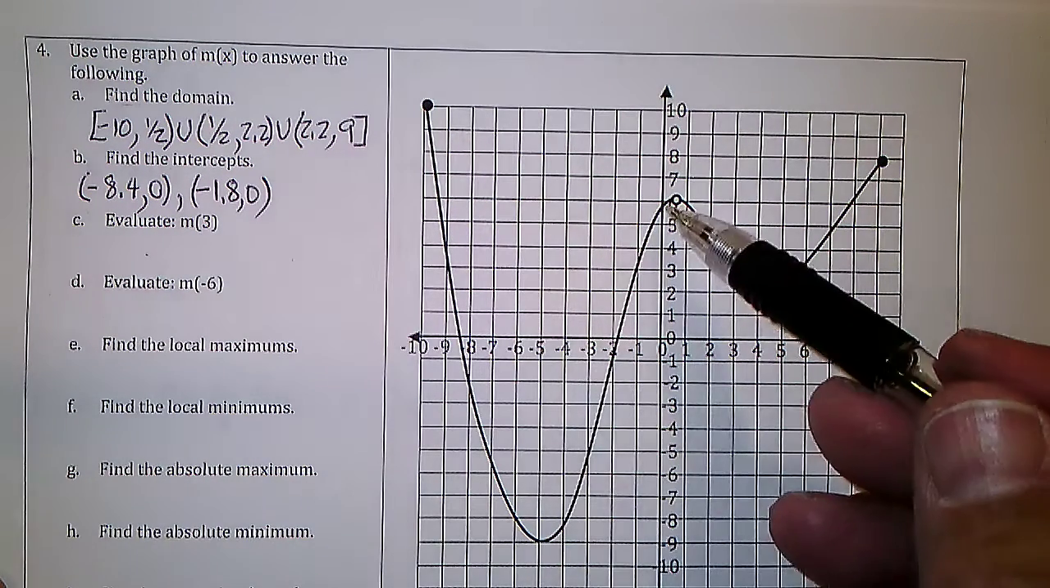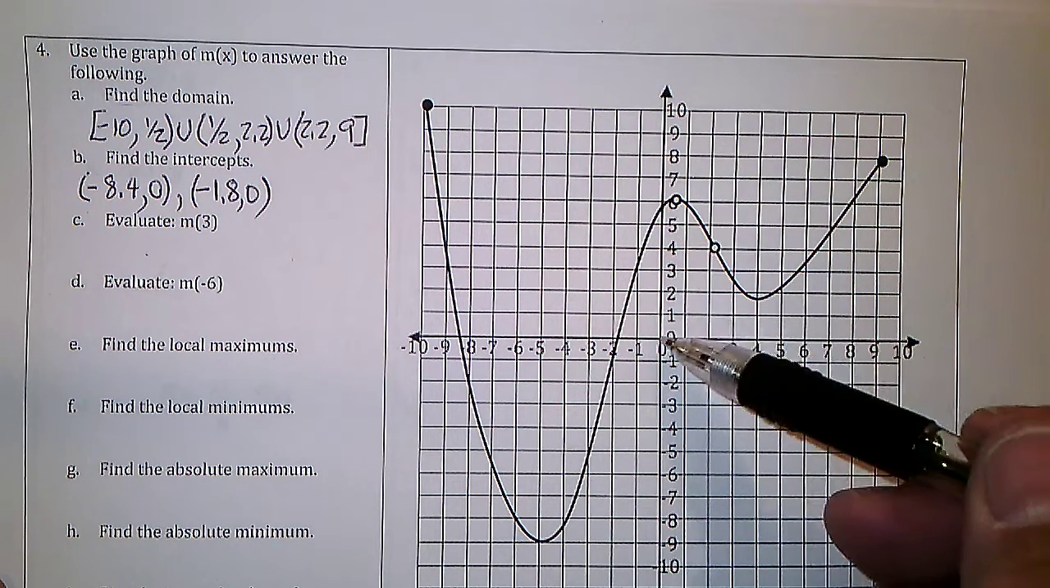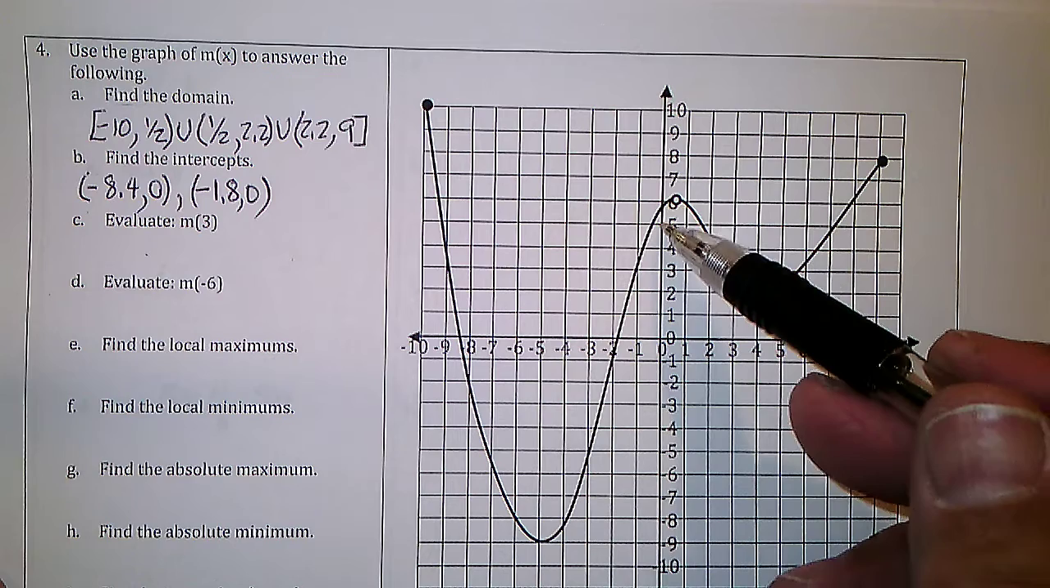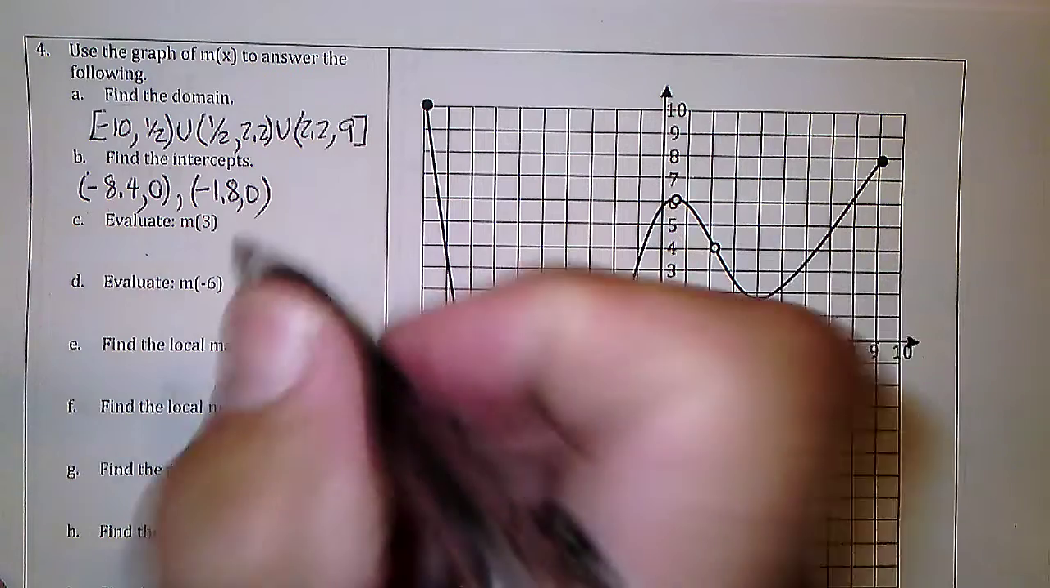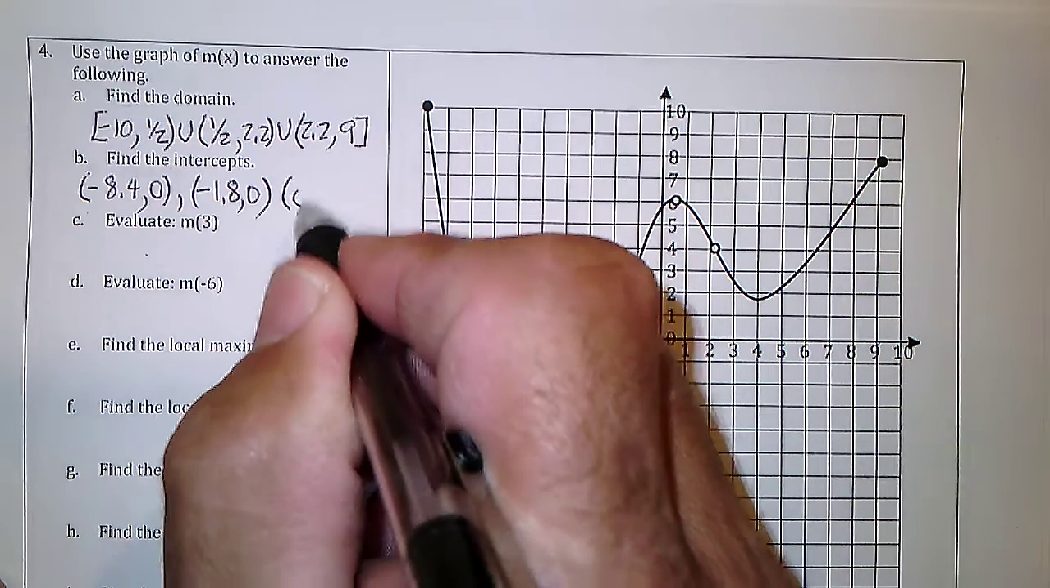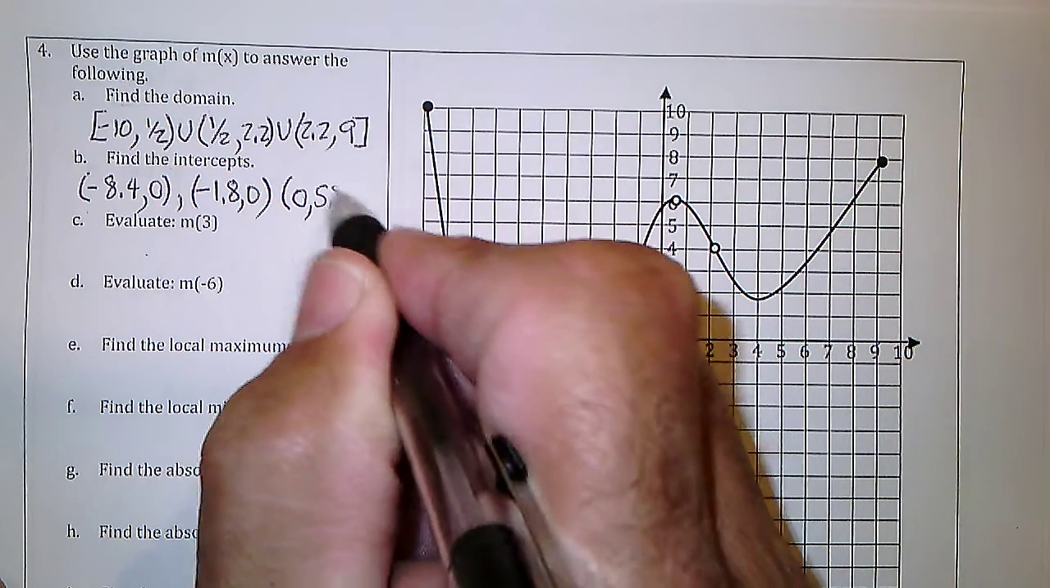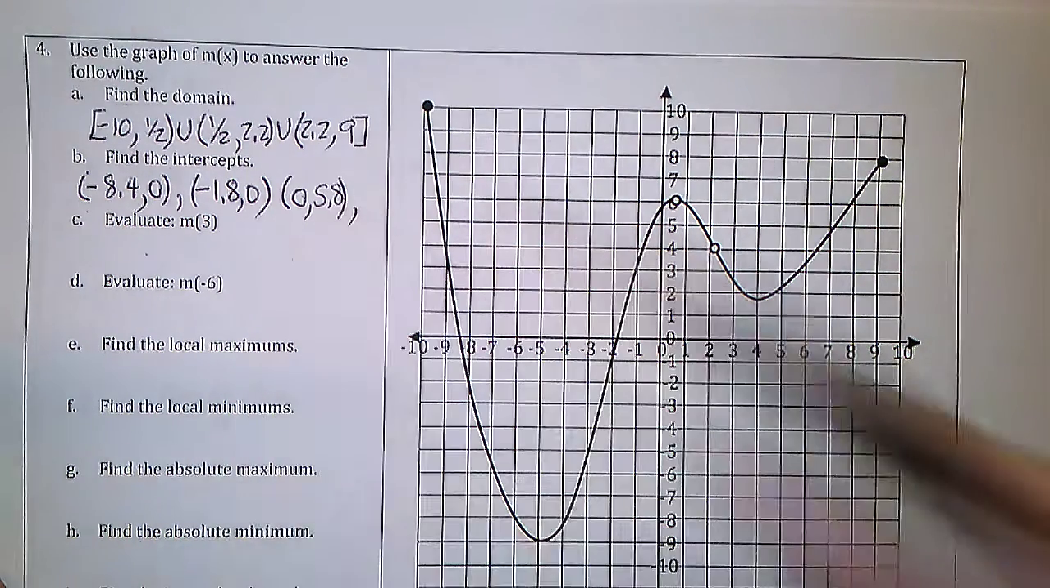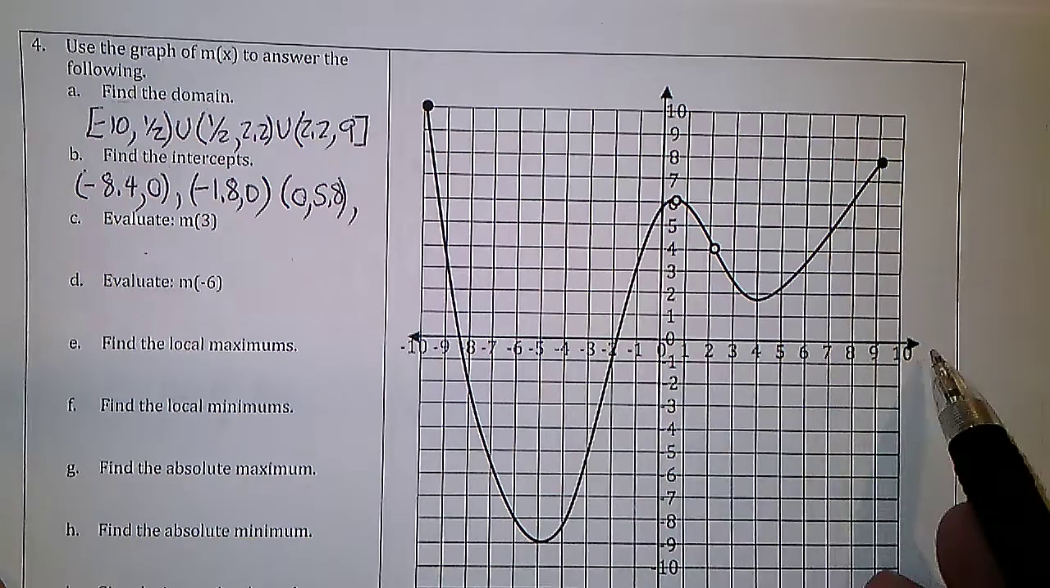The next intercept is a y-intercept, and that looks like about 5.8. And that's 0 in the x, 5.8. And no more intercepts, so that's it.